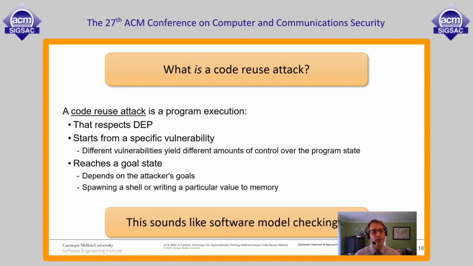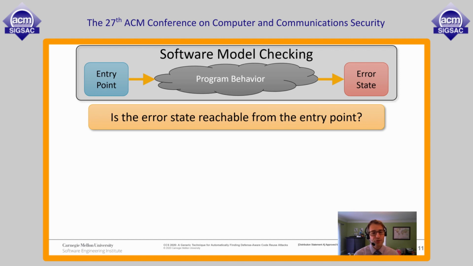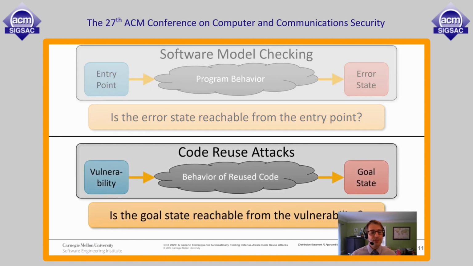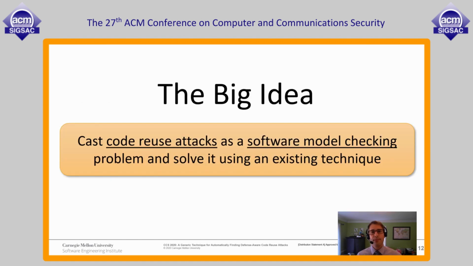And when we wrote up this definition and thought about it, we realized it sounded a bit like software model checking. So in software model checking, we're trying to determine, can we get the program into an error state if we start it from the normal program entry point? And very similarly, the idea for code reuse attacks is we want to know, can we get the program into a goal state if we start it at the designated vulnerability and we use only the code that is already in the program, right? So the big insight of this paper is that these are really the same problem. And so we can actually cast this problem of automatically finding code reuse attacks as a software model checking problem or a reachability problem, and we can solve it with some of the existing techniques that we already have for solving software model checking.